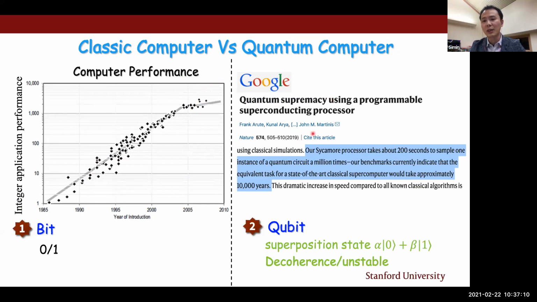For example, there is a paper from Google company. For a specific task, the quantum computer takes only 200 seconds, whereas the classical supercomputer will take nearly 10,000 years. However, the decoherence of the quantum state is a major hurdle towards reliable and scalable quantum computing. In order to keep each qubit working properly, several error correction bits are needed.